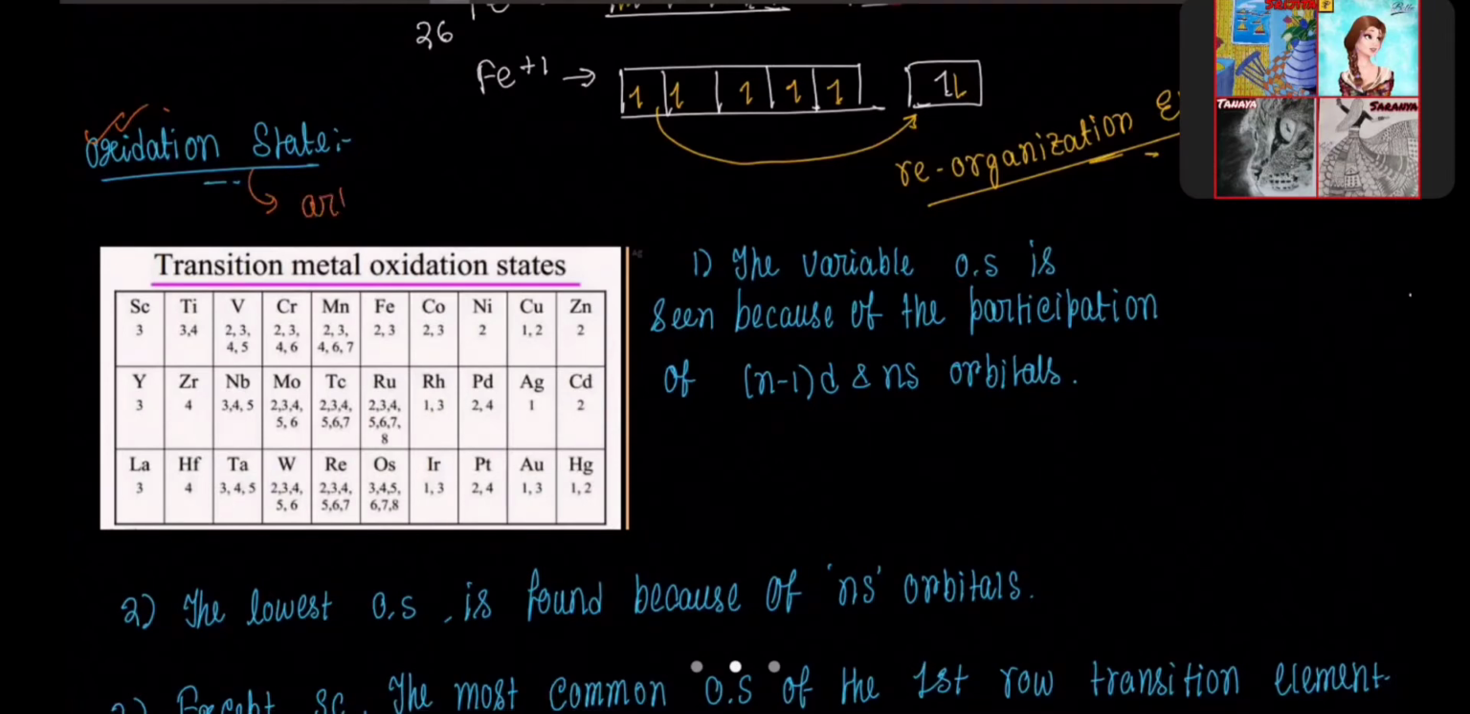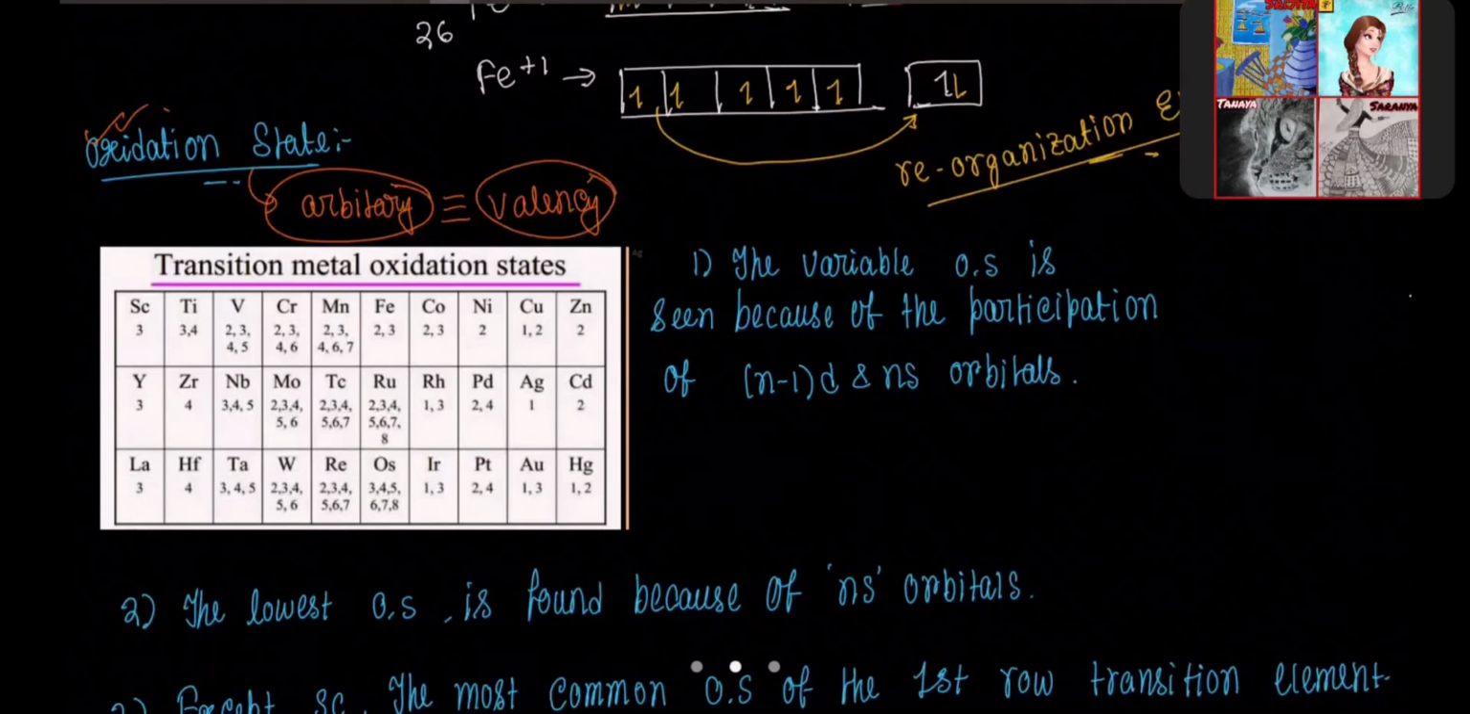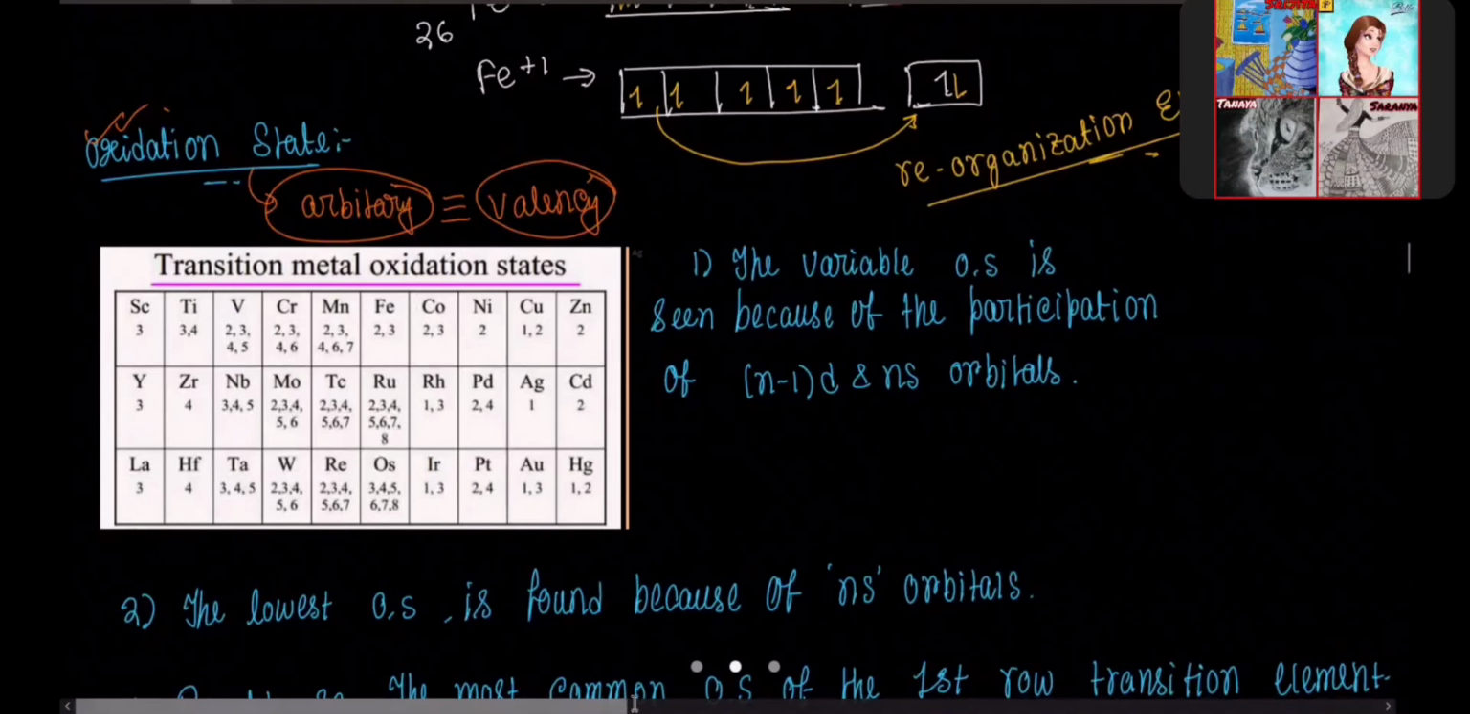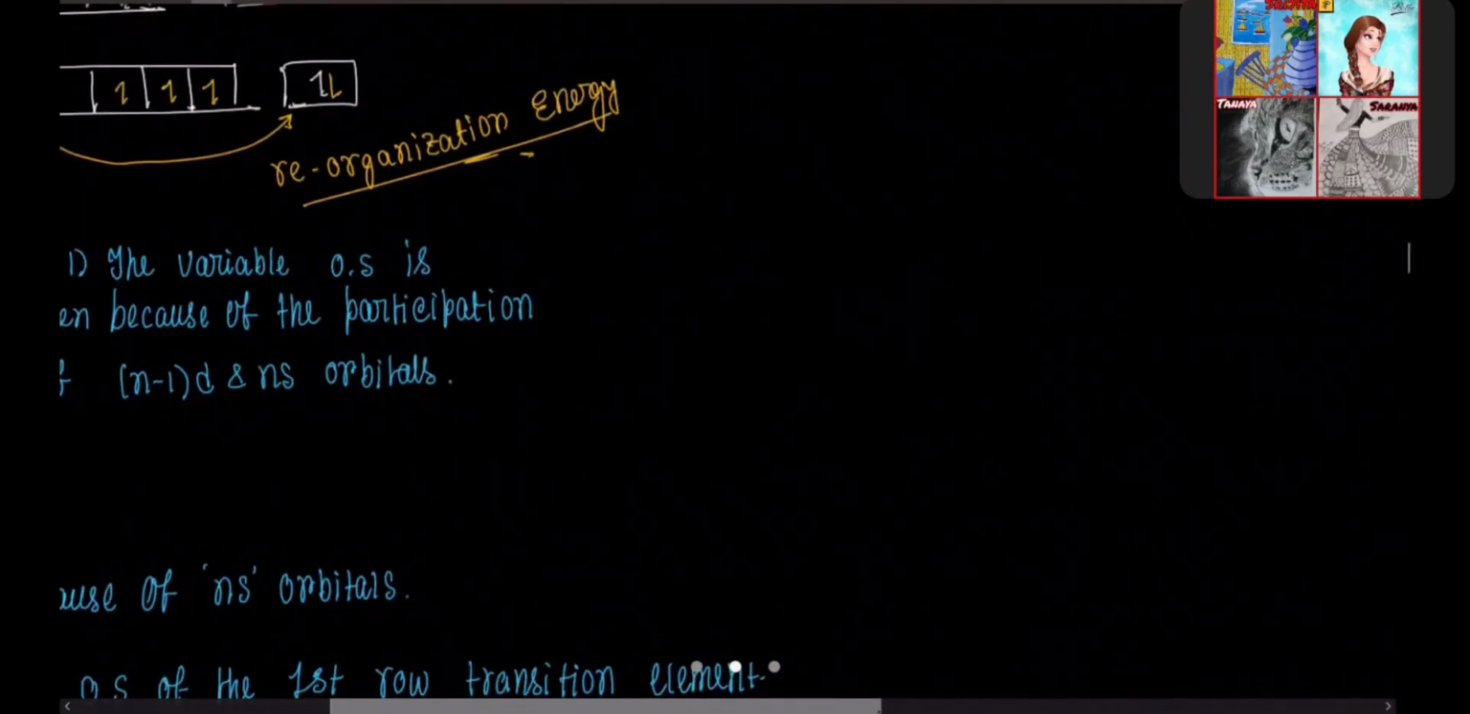So over here you can see that oxidation state is nothing but an arbitrary concept. So actually there is no such real reason behind this concept, but this concept helps us to find out a lot of things. It is like valency, not exactly valency. So let's just understand what I mean over here.